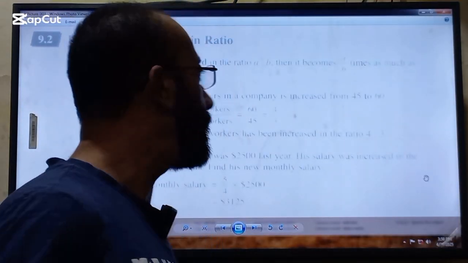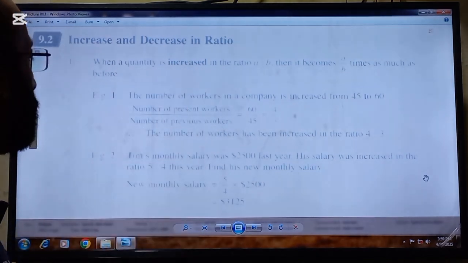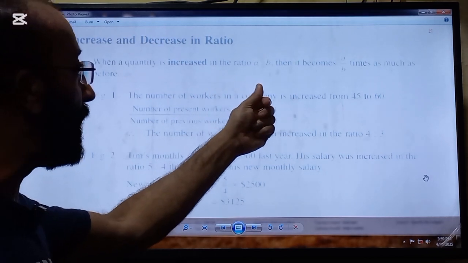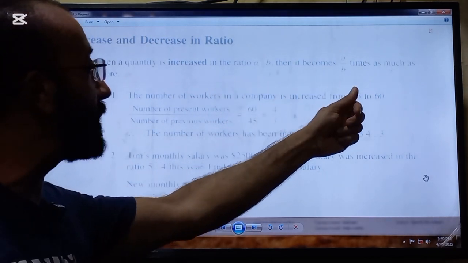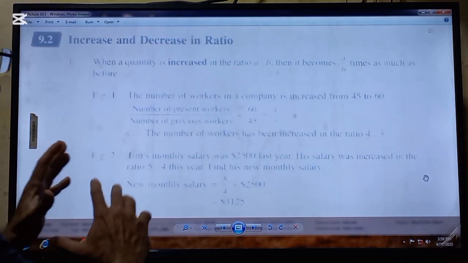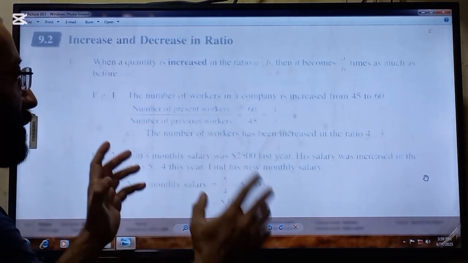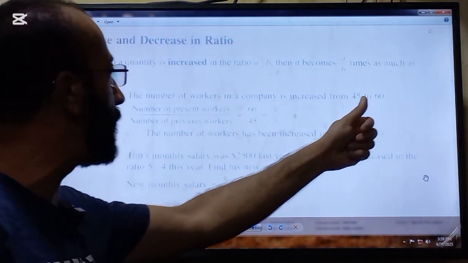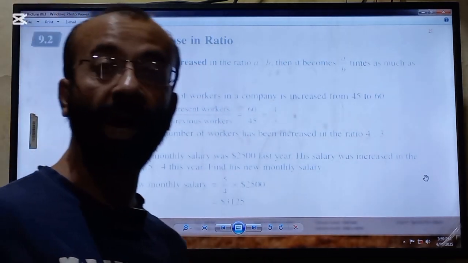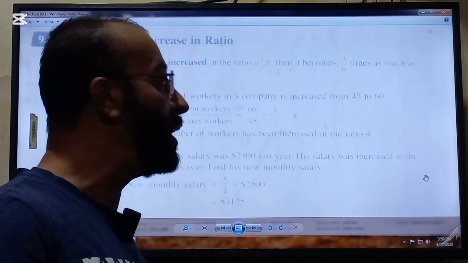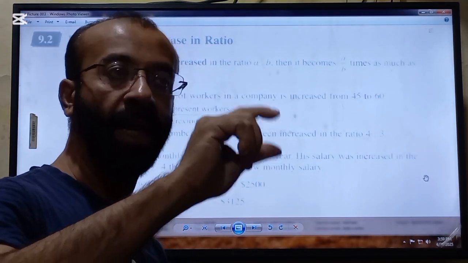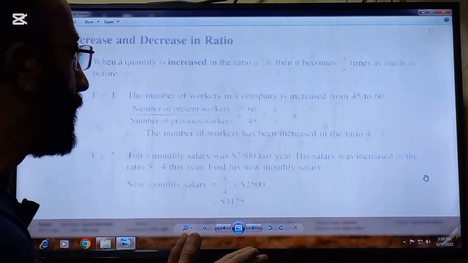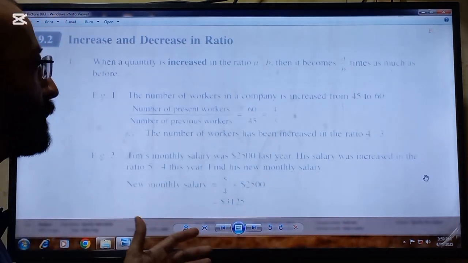The next topic in the lecture is increase and decrease in ratio. So the point to remember is, when a quantity is increased in the ratio A to B, then it becomes A over B times as much as before. So here is an example that will make your concepts clear. The number of workers in a company is increased from 45 to 60. If we are required to find the ratio of this increased quantity, put the increased value first and the previous value later, and cancel these values in the same table. That will give us the increased ratio.